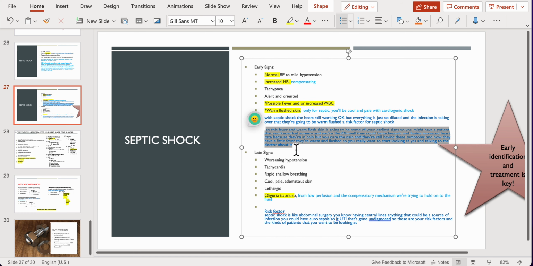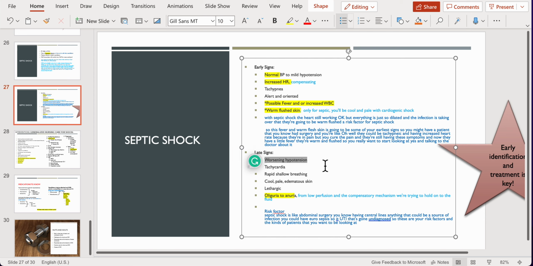With septic shock, the heart's still working okay, but everything is just so dilated and the infection is taking over that they're going to be warm and flushed. This fever and warm flushed skin is going to be some of your earliest signs. So you might have a patient who had surgery and you think, oh well, they could be tachypneic and have an increased heart rate because they're in pain, but you cure the pain and they're still having these symptoms, and now they have a little fever, they're warm and flushed, so you really want to start talking to the doctor about it.